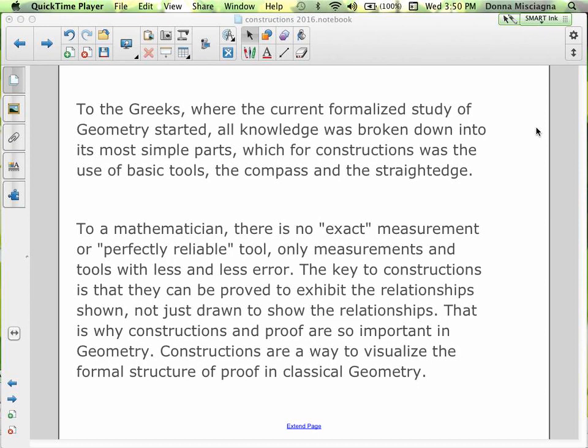The key to constructions is that they can be proved to exhibit the relationships shown, not just drawn to show the relationships. So the constructions themselves actually prove certain things true about different geometric figures. That's why constructions and proof are so important in geometry. Constructions are a way to visualize the formal structure of proof in classical geometry. And later on in the year we'll be doing some proofs.